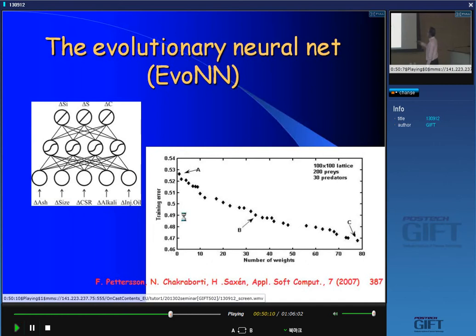We used 30 predators, 30 lions, 200 preys, 200 deer or 200 neural nets, and made them evolve. And we are trying to work out a trade-off between the training error and the number of weights. The number of weights measures the complexity here. So each of these diamonds that you see here is a potential neural net. And using the criteria of Wilfredo Pareto, the man you have seen just one or two slides back, these are the optimum models. All right?